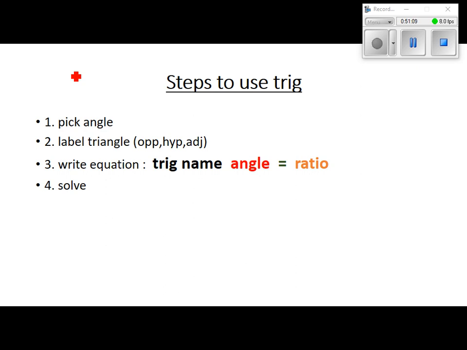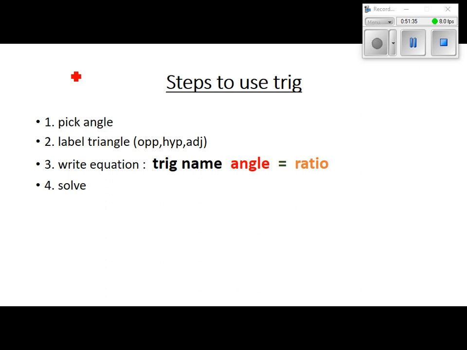So first thing you're gonna do, pick an angle. Second thing you're gonna do, label the triangle. Maya, can I use like the triangle symbol instead of writing out triangle? And you're gonna label it opposite, adjacent, hypotenuse, every time.